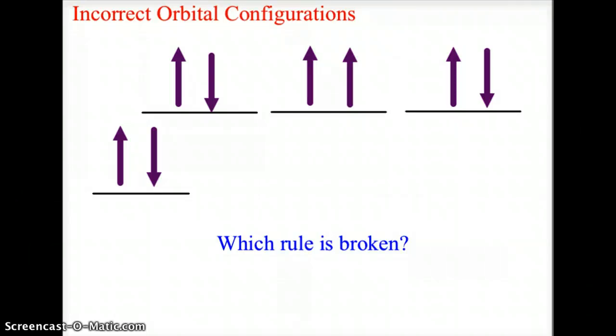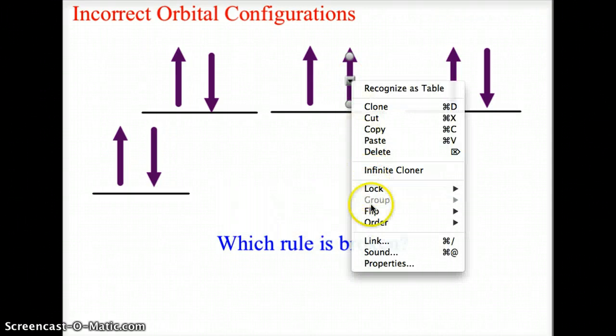So which rule is being broken here? And this, of course, is the Pauli Principle. In this middle suborbital, we have 2 up electrons, or 2 positive spin electrons, they would be sitting in the same energy level, so therefore that is breaking the Pauli Principle. This electron actually needs to be flipped in order to be correct.